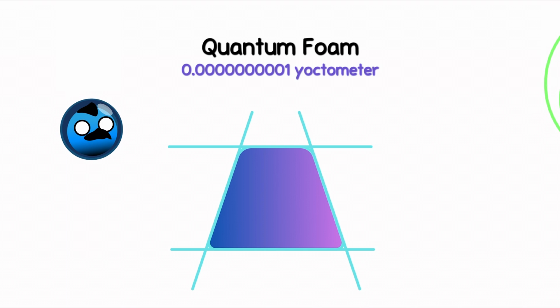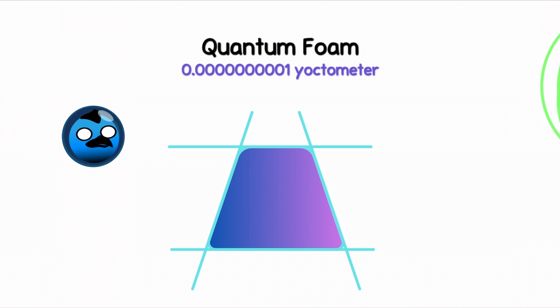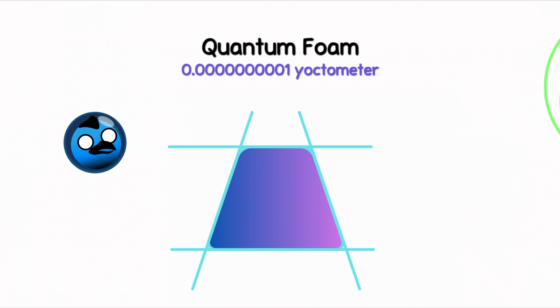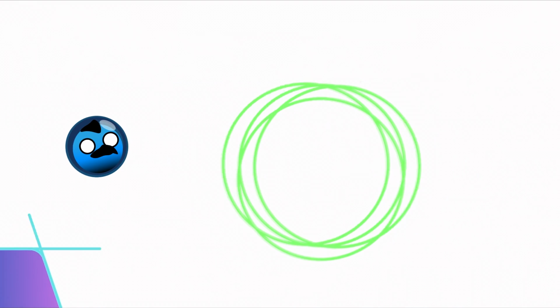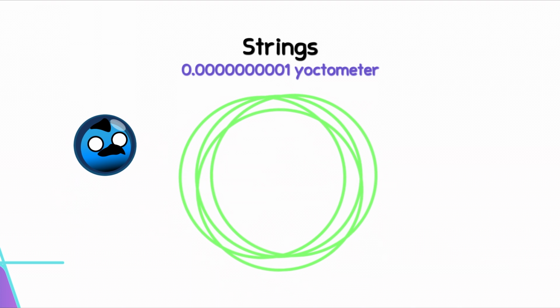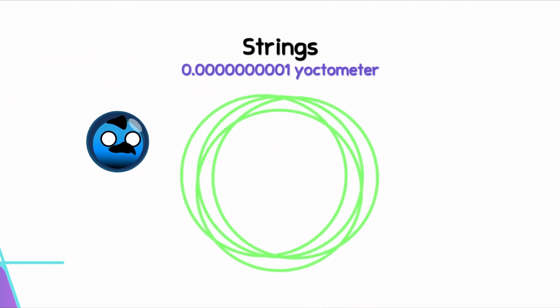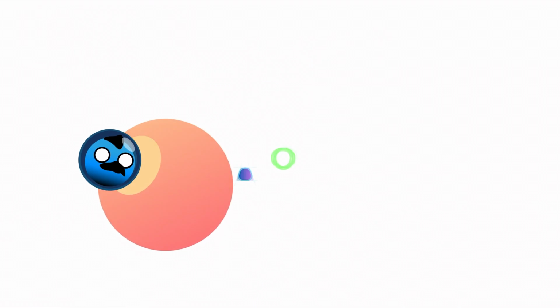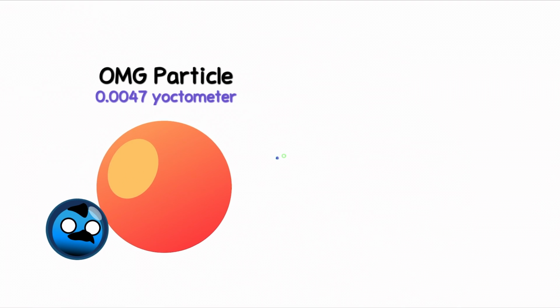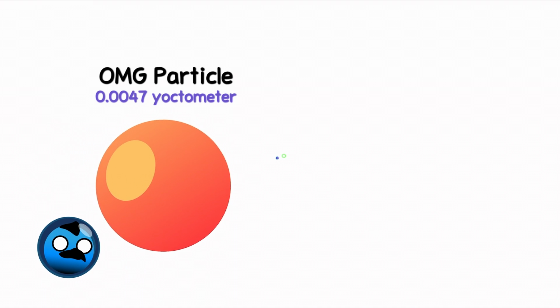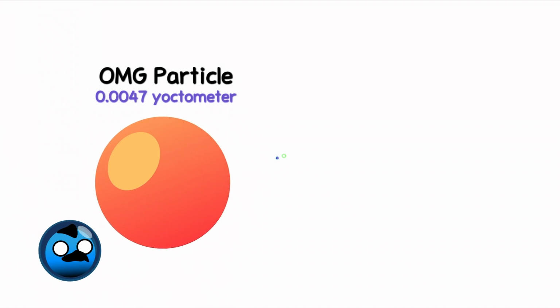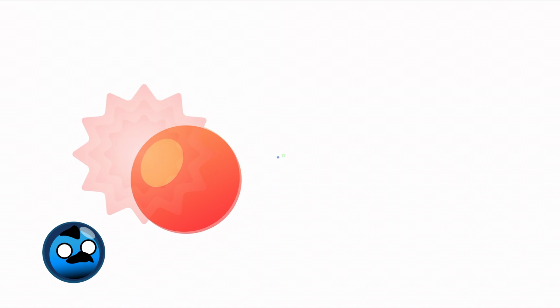Quantum foam, 1 times 10 to the negative 10th power yoctometer, virtual particles and energy at extremely small scales of spacetime. Strings, 1 times 10 to the negative 10th power yoctometer. Tiny threads make up the fundamental building blocks of the universe. OMG particle, 0.0047 yoctometers, an incredibly fast-moving subatomic particle discovered in experiments.